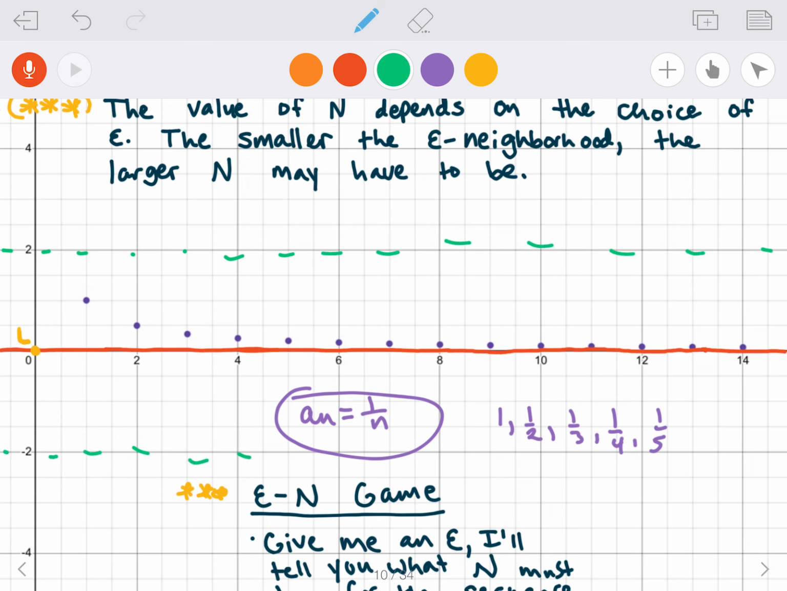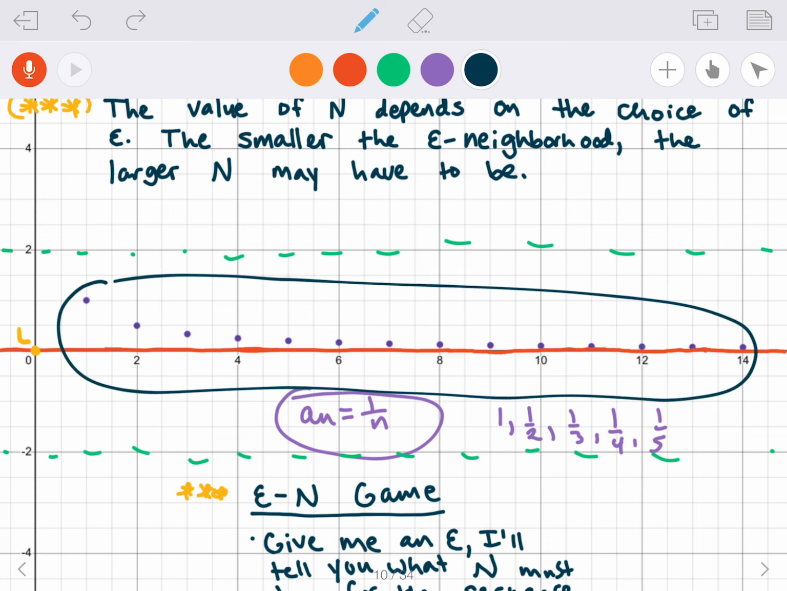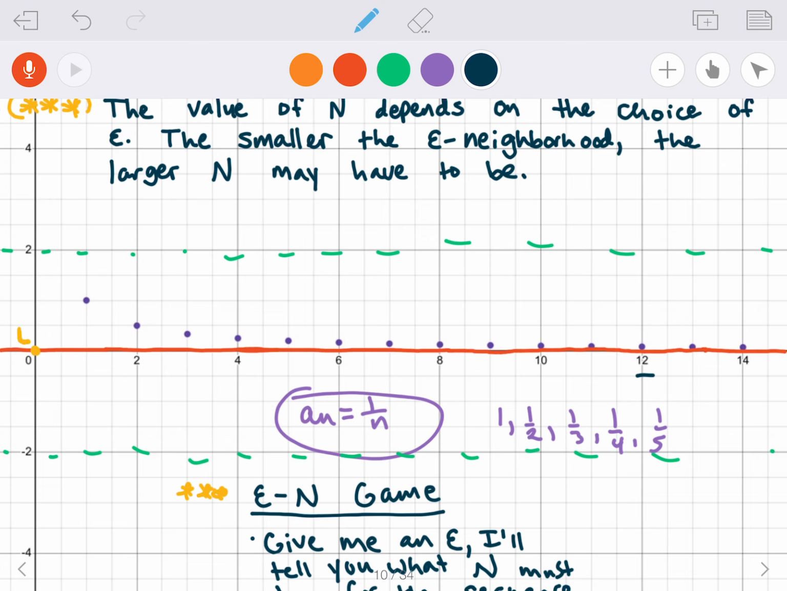0 minus 2 is going to be down here. And I'm looking at my x-axis to see which capital N I need to pick so that everyone stays in the neighborhood. Well, it doesn't matter what capital N I pick, because as we go further and further along in the sequence, a sub 12, a sub 13, a sub 14, etc., this thing is always going to stay within the green lines. This doesn't go out, and we're getting closer and closer to 0.